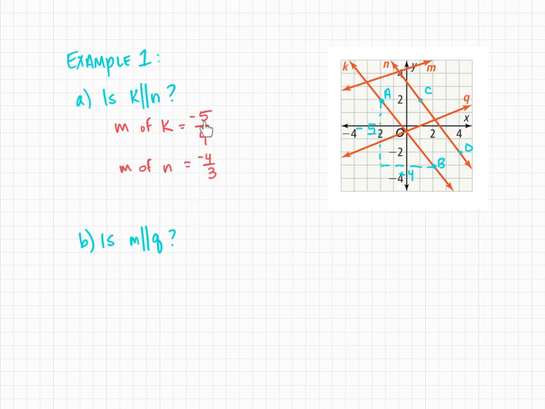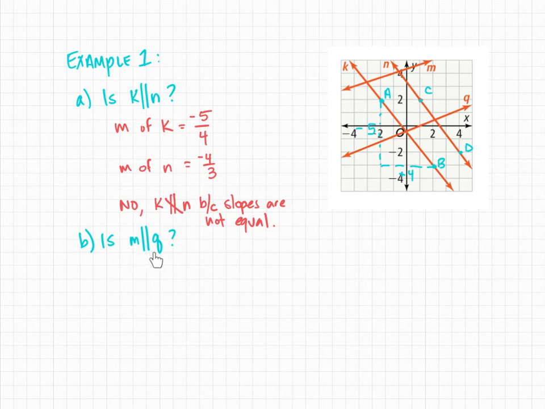And now I see, hey, look, these slopes are not actually the same. They're pretty close, right? Negative 5/4, negative 4/3. Those are two numbers that are fairly close. This is like negative 1.25. This is like negative 1.3 repeating. So they're pretty close, but they're not equal. So what I can say is that no, line K is not parallel to line N because, that's my little abbreviation for because, the slopes are not equal. So that tells me that line K and line N are not parallel.